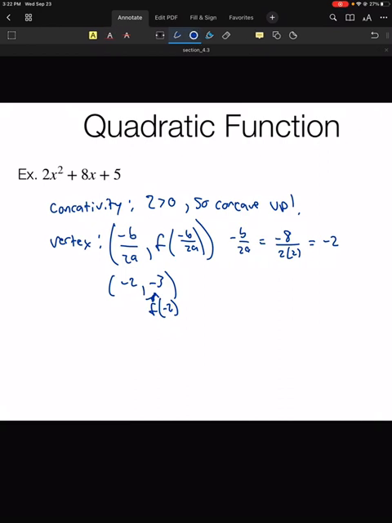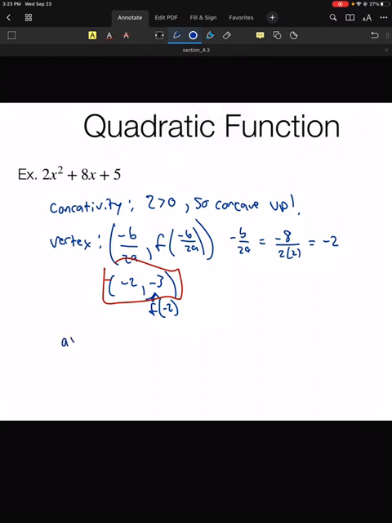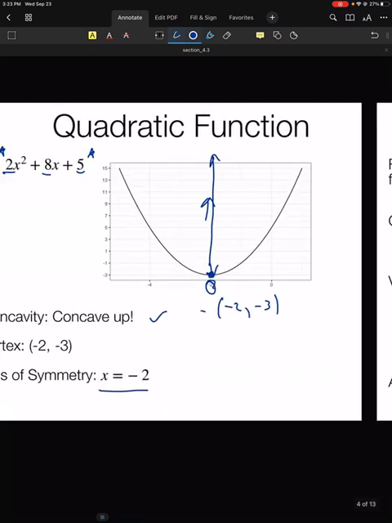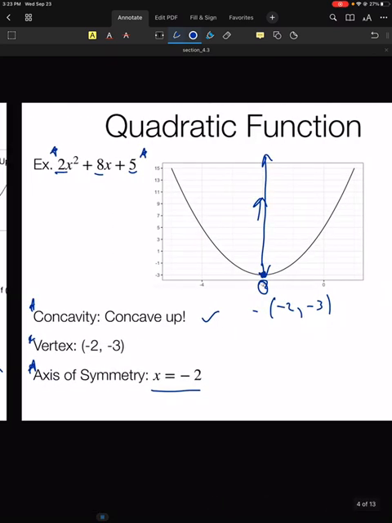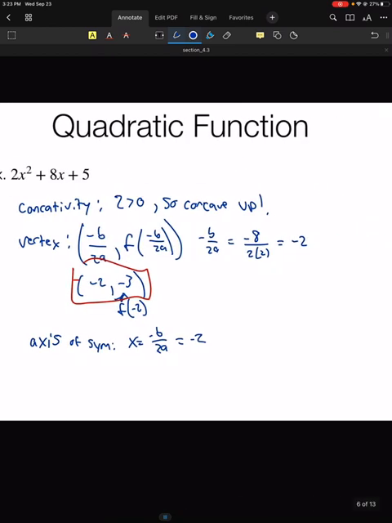So that's my vertex. And then the axis of symmetry, which we already found in the vertex part, is x equals negative b over 2a, and we found that negative b over 2a is negative 2. So the axis of symmetry is at x equals negative 2. If we go back to our function here, we see that that matches exactly. We found the vertex, we saw that the axis of symmetry was negative 2, and that it was concave up. So that's how you do that.